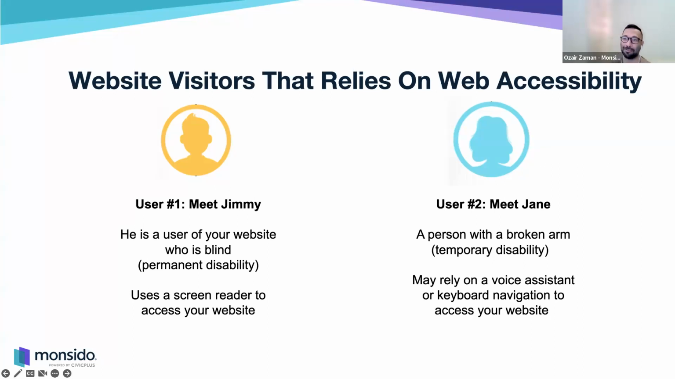Now, Jane doesn't have a permanent disability. She has a broken arm because she's an avid snowboarder, and she tried to do a jump from a cliff and that didn't go too well. But now she's on your website, and she's relying on keyboard navigation and voice assisted technology to navigate your website. This is a good exercise in seeing how navigable and how interactable your website is for someone with a disability, someone who's not using a mouse.